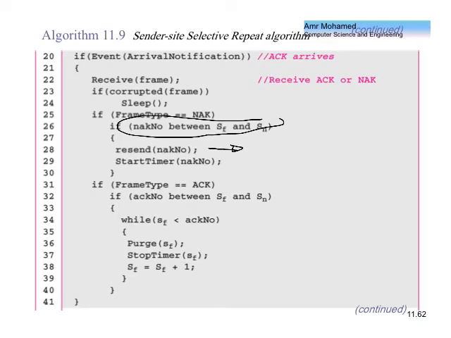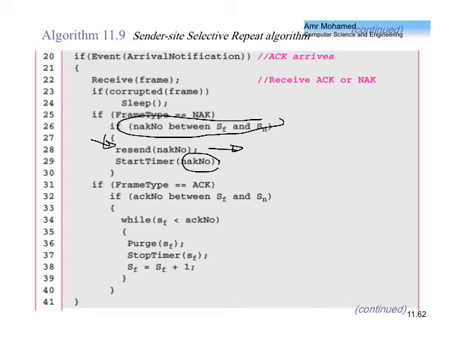So NAK means what? It means that I received something, but it was corrupted, unfortunately. So in that case, I resend that particular frame only. That's why we don't have any loop. And sending means what? Start the timer for this particular index, for this particular frame. And start the timer here. If the timer was already started, then it will restart. Stop and start, yeah.